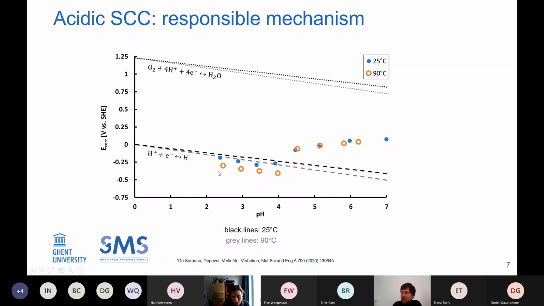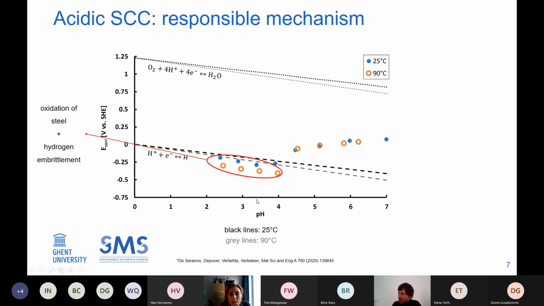line of hydrogen. So for these low pH data, we have both oxidation of steel, so corrosion, but also hydrogen embrittlement, because hydrogen protons will be reduced and atomic hydrogen can be taken up by the metal. So in this case, both mechanisms play a role: not only the dissolution of the metal, but also hydrogen embrittlement.